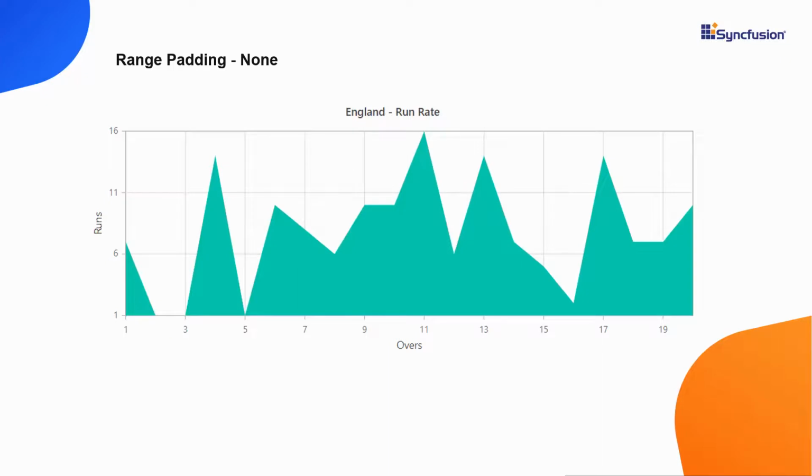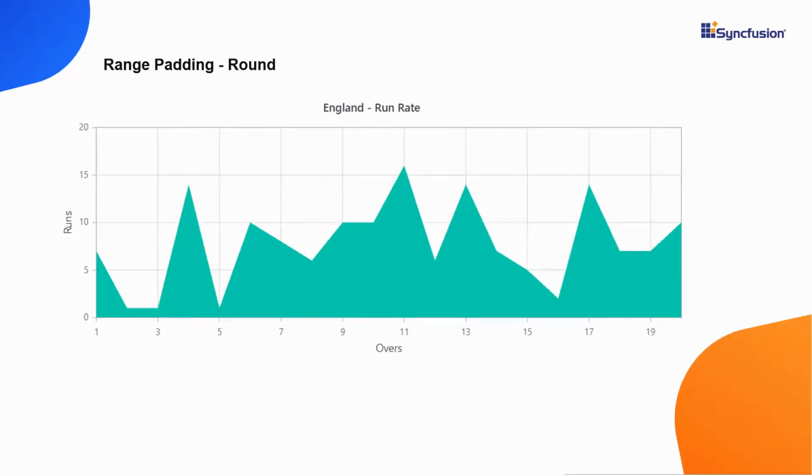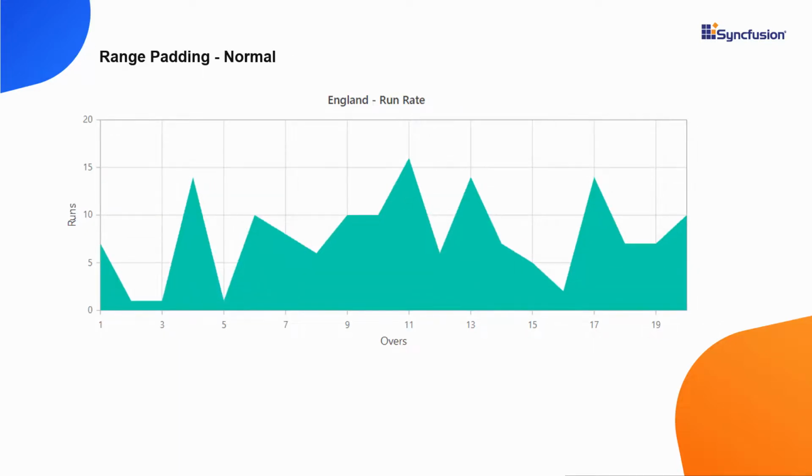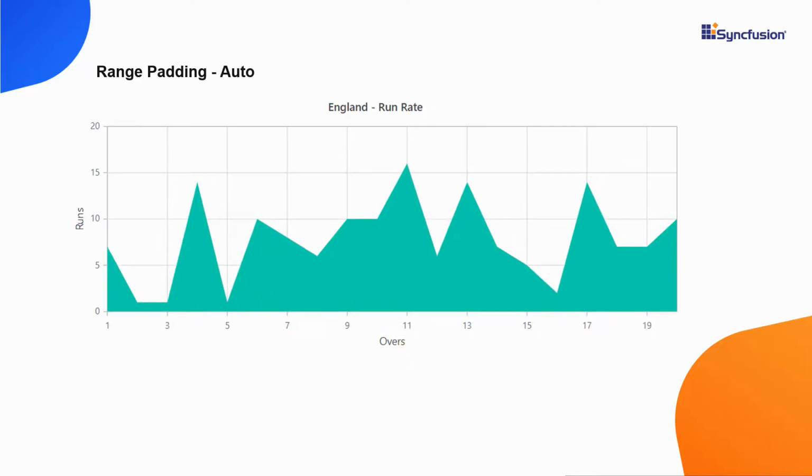In the first option, none, the minimum and maximum of the axis range is based on the data. In the second option, round, the minimum and maximum of the range are rounded to the nearest possible value, divisible by the interval. The next option is additional, in which the interval of the axis will be added to the minimum and maximum of the axis. For normal, the padding will be applied to the minimum and maximum of the axis based on default range calculation. In the final option, auto, normal padding is applied to the vertical numeric axis and there is no padding in the horizontal axis.